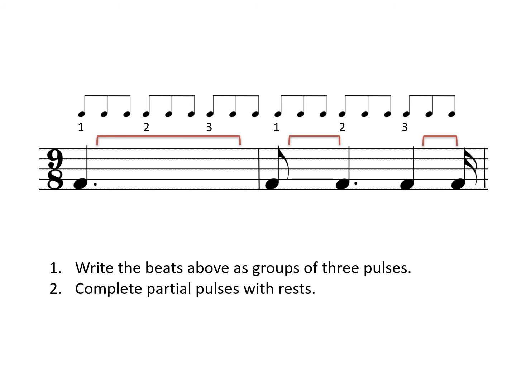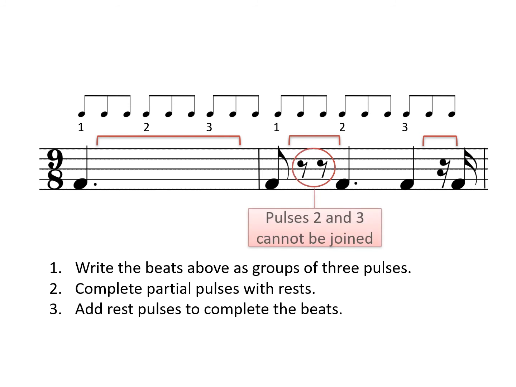Next, complete the partial pulses with rests. Looks like there's only one, and so we'll need to add a 16th rest to finish it. Thirdly, we need to complete the beats with rest pulses. Remember that we must use 2 separate rests for the second and third pulses.